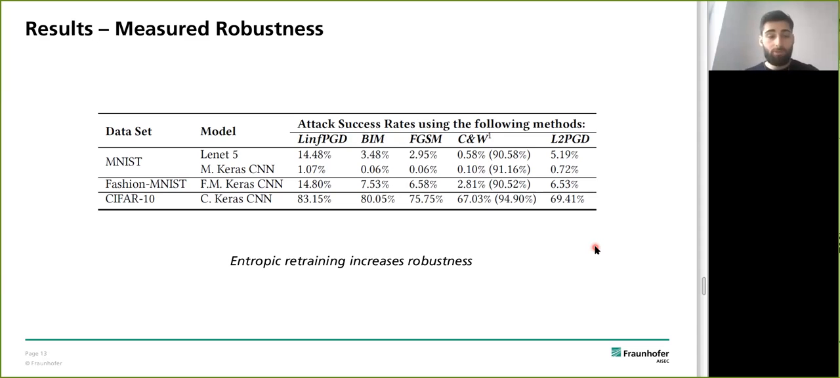In this short presentation, I can only add the main results, which is this table here. We see the attack success rates after entropic retraining. Please note that for the initial neural networks, which are not retrained with entropic retraining, those attack success rates are close to 100% for all attack methods. In this table, we can see that we could significantly decrease the attack success rates and hence increase the level of robustness for the 4 neural networks. So the conclusion here is: entropic retraining increases the robustness of the analyzed neural networks.